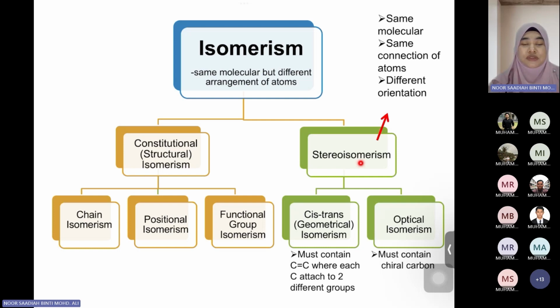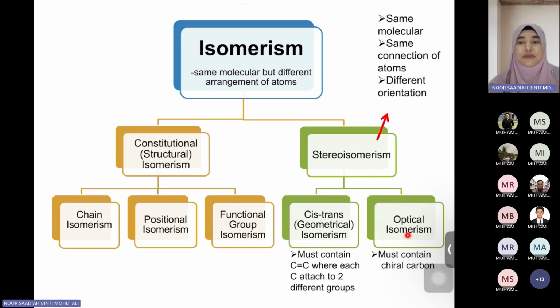Okay, and there are two classes of stereoisomerism. The first is known as cis-trans isomerism, or sometimes we call them geometrical isomerism. But let's use cis-trans because it can give a reflection on what types of isomers we can have, in which we are going to have two isomers, namely cis isomer and trans isomer. There are two isomers. That's why we call it cis-trans isomerism. And the second one is called optical isomerism.